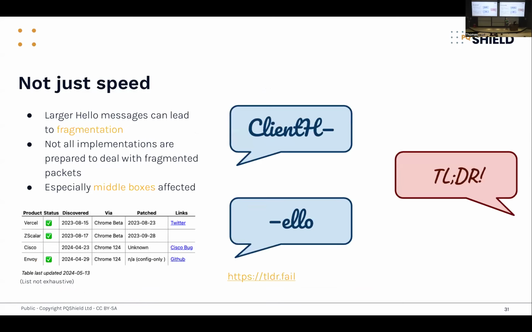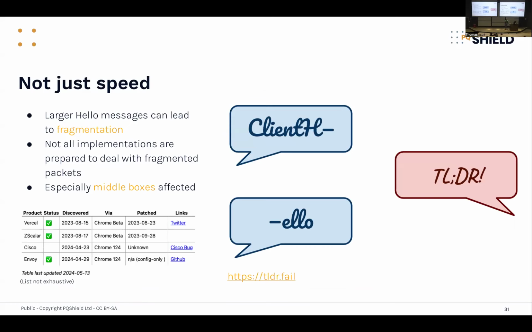It's not just about speed. I mean, there are also some implementation bugs that we're running into. A fun website is TLDR.fail, but basically larger hello messages can lead to fragmentation. Basically, the key doesn't fit in one packet anymore. And not all implementations are prepared to deal with this because it never happened, right? The spec allows that this happens, and it says that you need to deal with it, but a lot of people were like, yeah, but people using elliptic curves, no, it's not going to be a problem. And of course, it's now a problem.